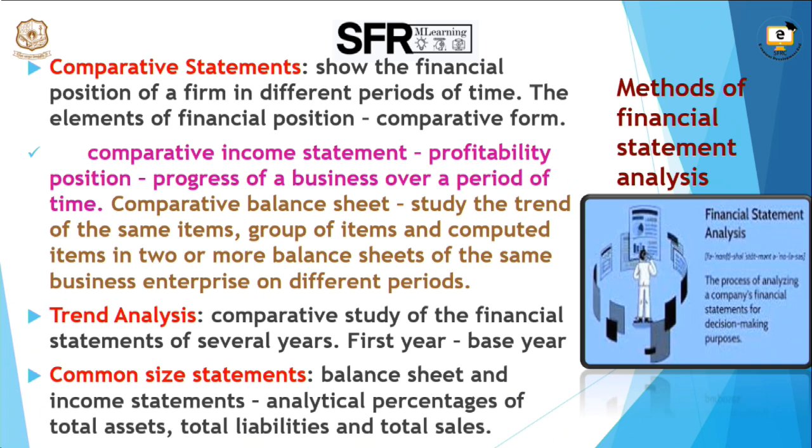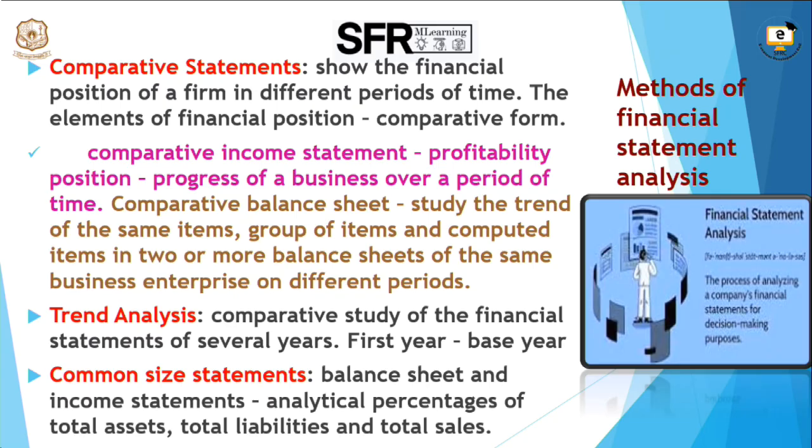For example, we have to analyze the financial position of the company from 2020 to 2024. 2020 is the base year, and 2024 is the current year. So how much will it change, go up or increase or decrease? So 2020 I take as the base year.